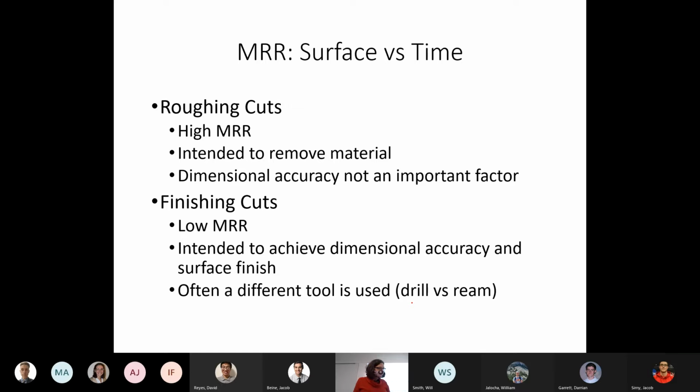So for our finishing cut, the tool is different. The geometry is going to be different. The amount of material we remove will be different as well.